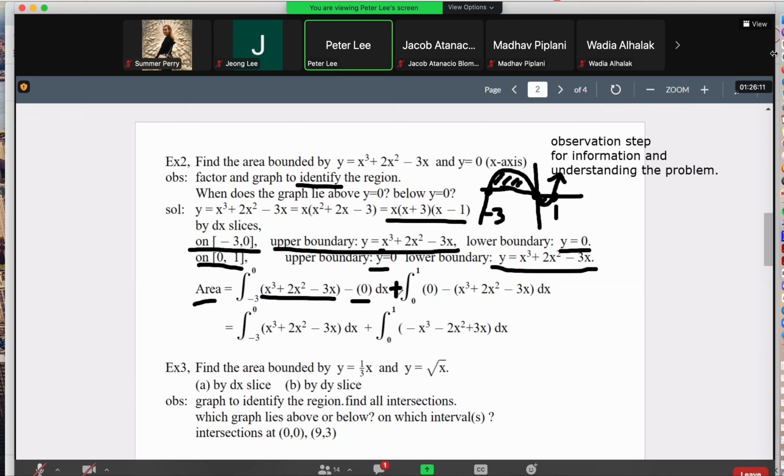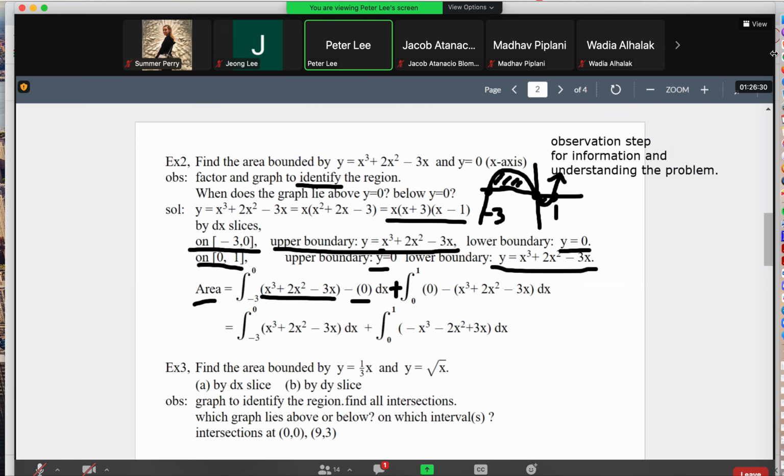So let me write this down. I need to make this correction. Example 2, solution, a mistake. Okay, so that's that, and then you get that, and then all you have to do is evaluate that. Well, I didn't finish that, but you can evaluate.